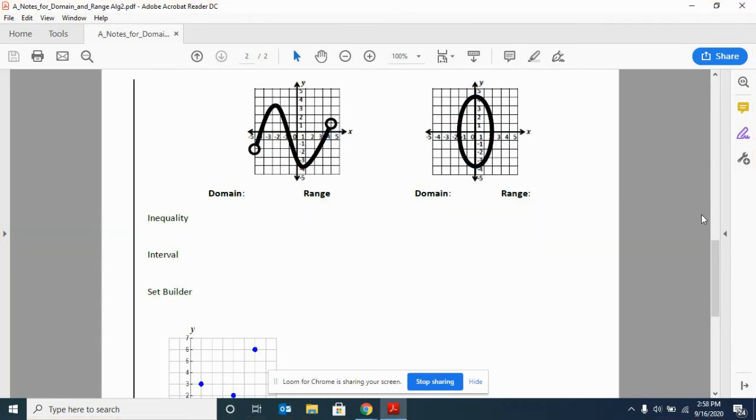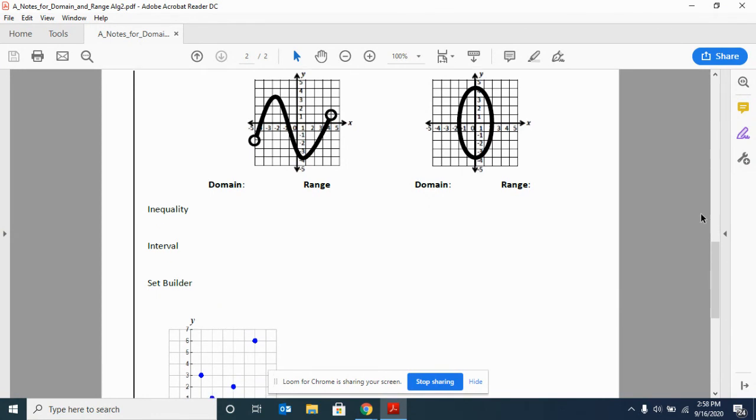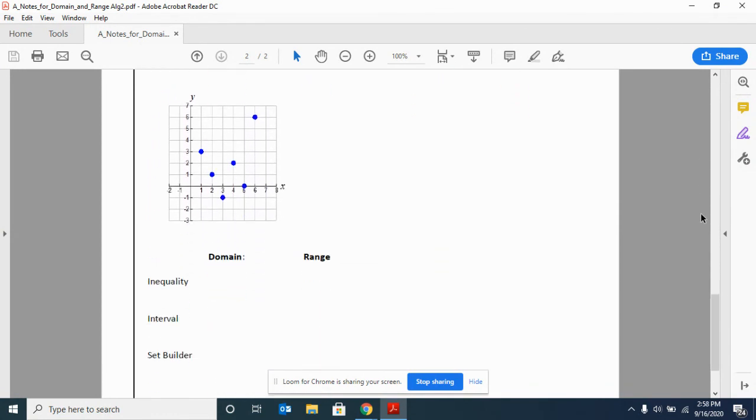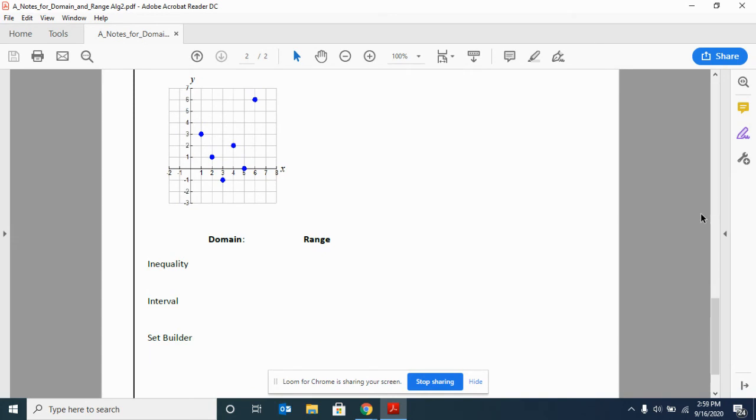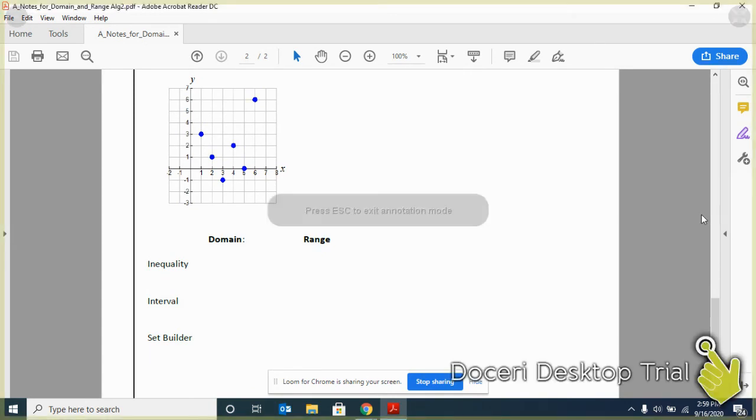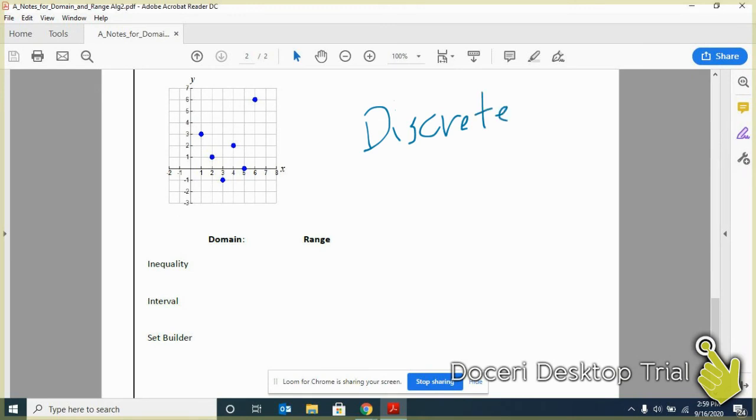All right, last one. And last one's actually a lot quicker because of what it is. Okay, so the nice thing about this one is the fact that this is considered to be discrete information. What that means is this. There is no inequality way of doing this. There is no interval way of doing this. There is only set that we actually do.